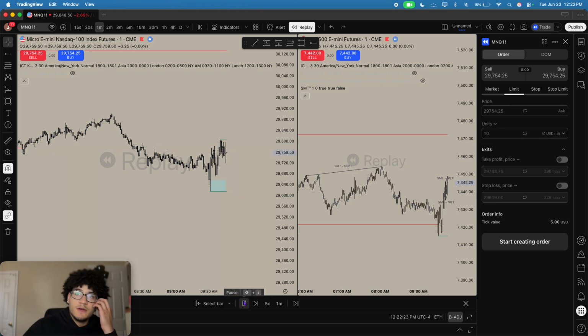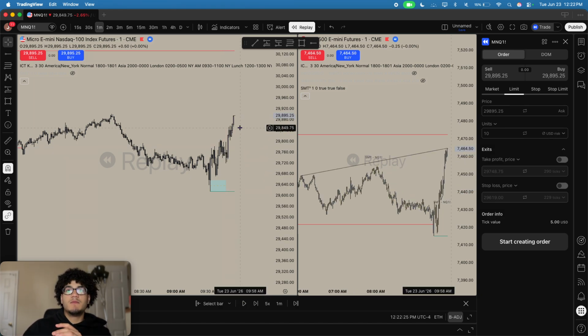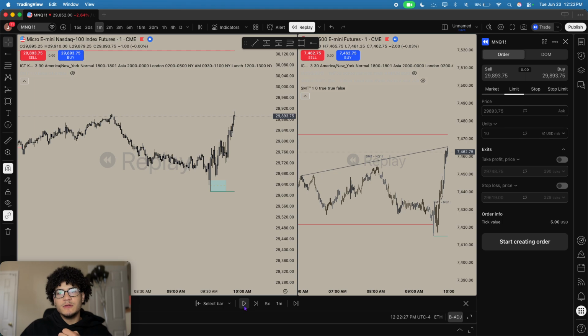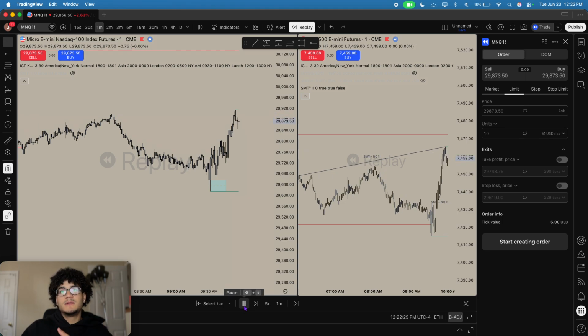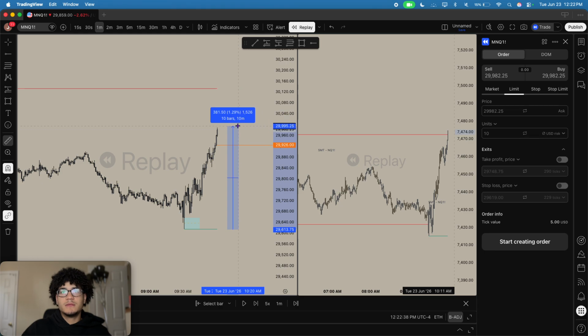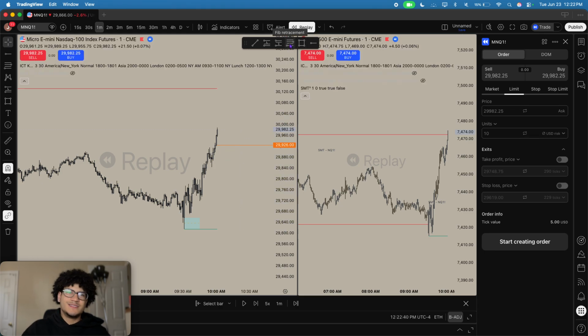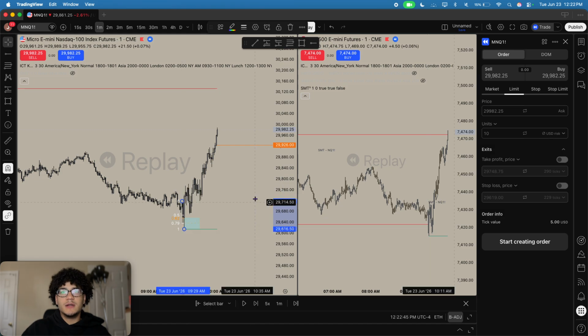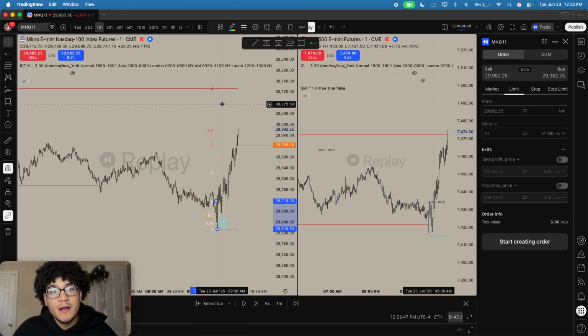Until 10 a.m. We wait for 10 a.m. because I've been studying 10 a.m. more. So now price rallies up. 10 a.m. opens up right here. But at this point, we're up 1,500 ticks. I want to see lower now because it has to go lower to go higher.